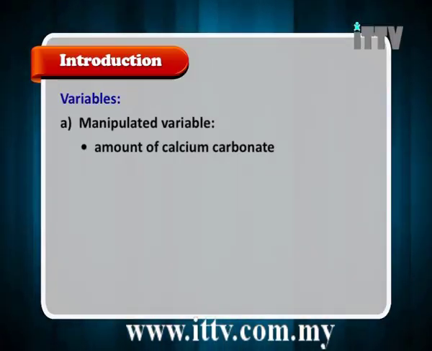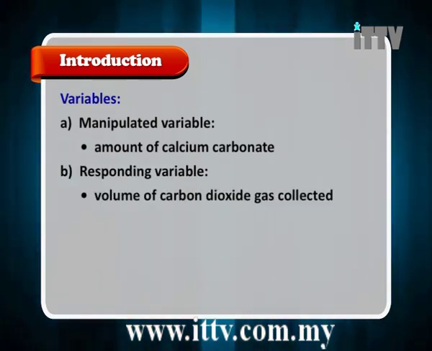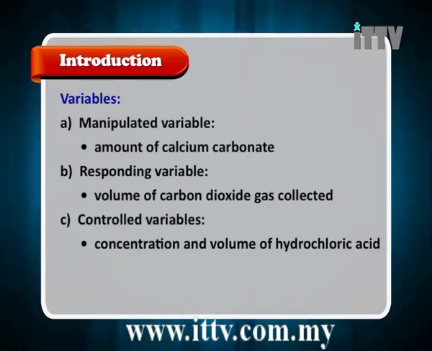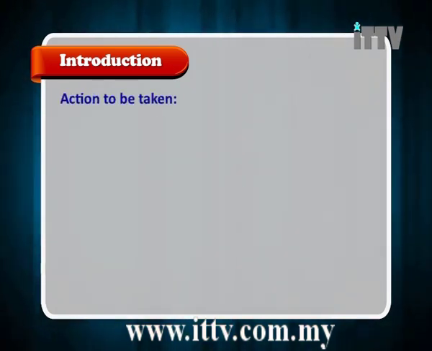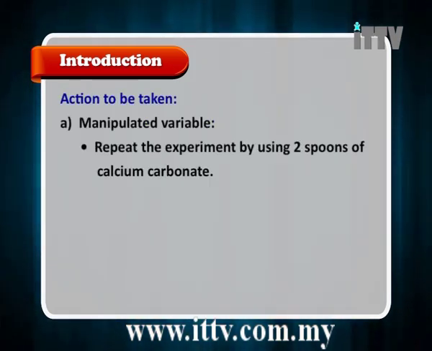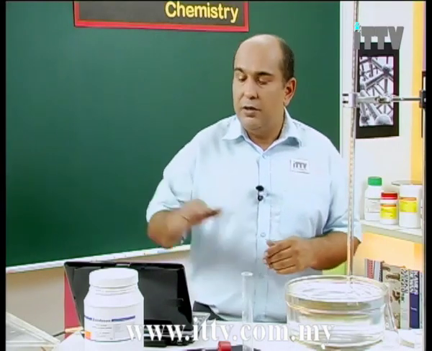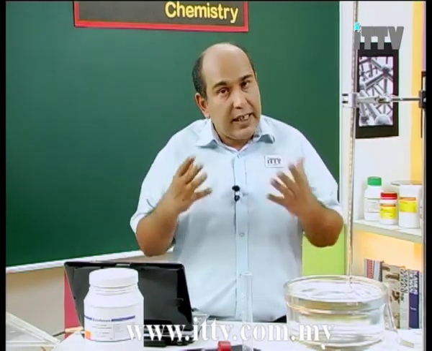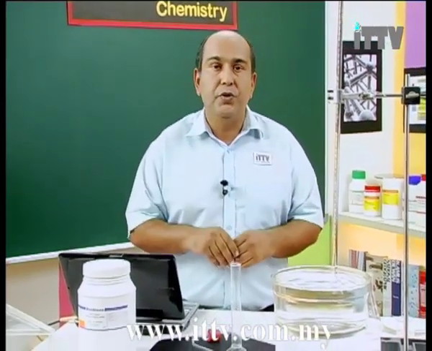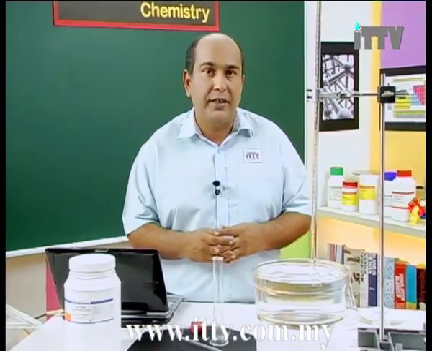Variables. Manipulated variable: amount of calcium carbonate. Responding variable: volume of carbon dioxide gas collected. Controlled variable: concentration and volume of hydrochloric acid. Action to be taken, manipulated variable: repeat the experiment with 2 spoons of calcium carbonate. So what we mean here is, in the first experiment, use 1 spoon. In the second experiment, use 2 spoons. So you are changing the manipulated variable.